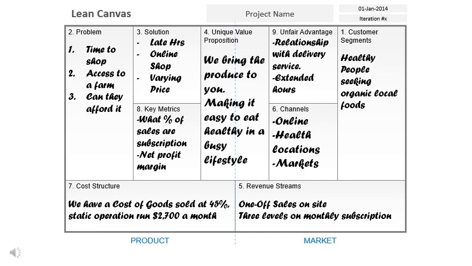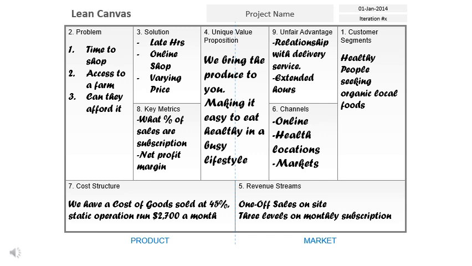So what would this look like as an example? Well, let's say you are a company involved in doing organic groceries. So who are your customer segments? Well, they're probably going to be healthy people seeking local organic foods. And some of the problems they have is one, they don't have time to shop because of the busy lifestyle. They don't have access to a farm. And the third thing is, can they afford the added cost of organic foods?